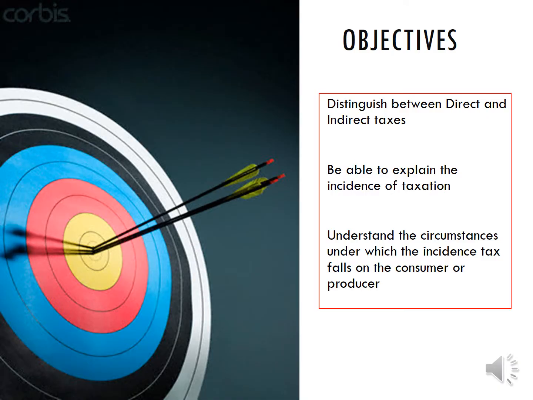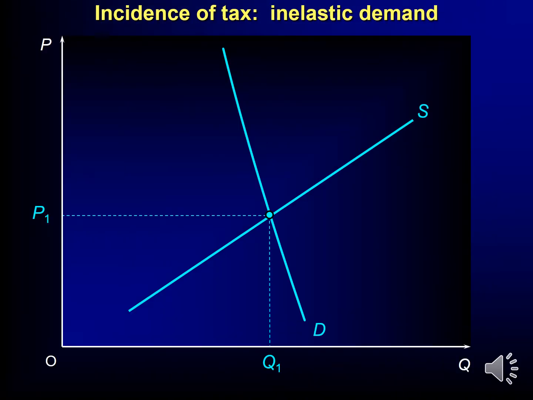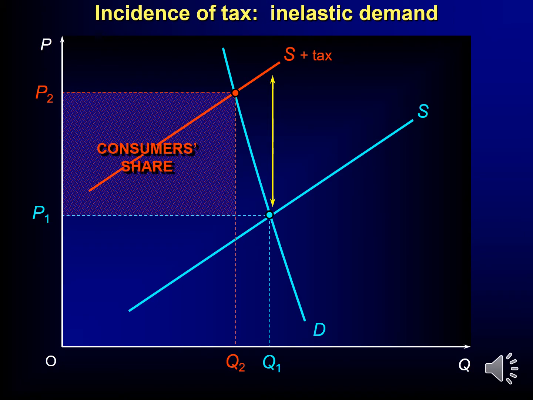So we've looked at the incidence of taxation. Now let's look at when it mainly falls on the consumer and mainly falls on the producer. And this depends on the different elasticities of demand. So in this scenario, we have very price inelastic demand. Due to tax, we can see that there's a big change in price from P1 to P2, which is a large consumer share of the tax that's being paid.